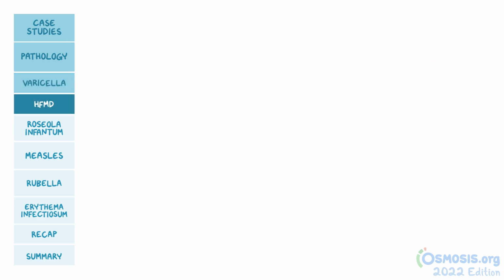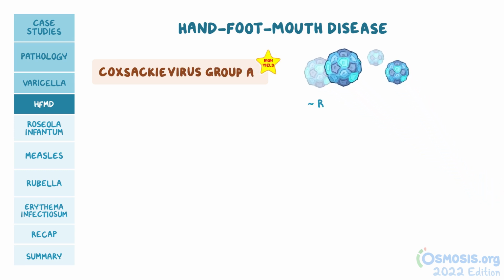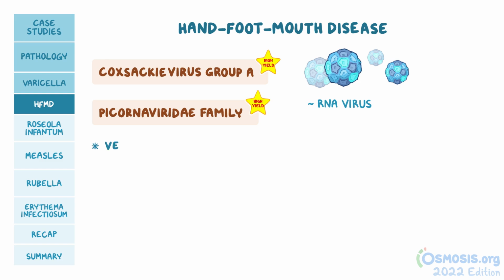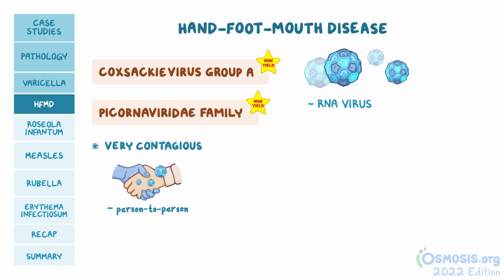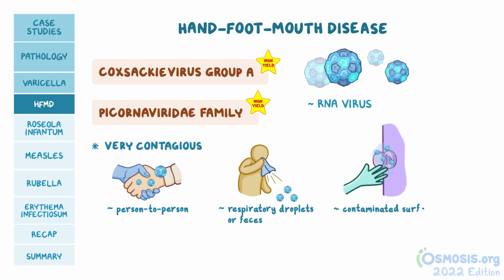Another high-yield vesicular rash is hand-foot-mouth disease, caused by the virus Coxsackie virus group A, which is an RNA virus that belongs to the Picornaviridae family. Hand-foot-mouth disease is very contagious, and it's transmitted via person-to-person skin contact, as well as through respiratory droplets or feces, or via direct contact with a contaminated surface.